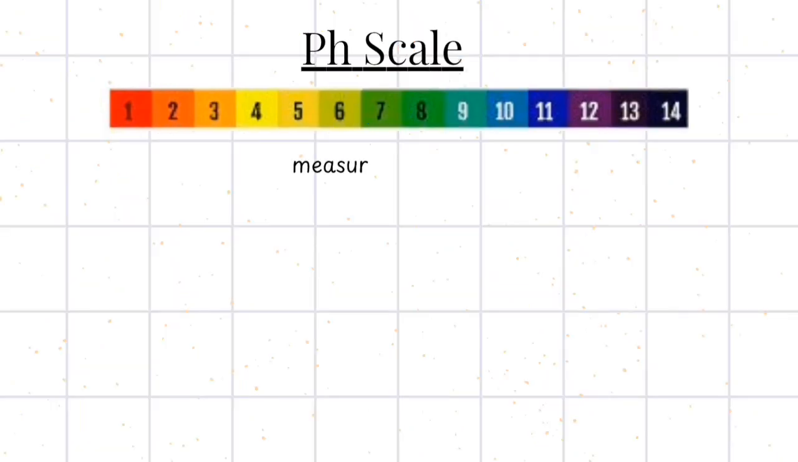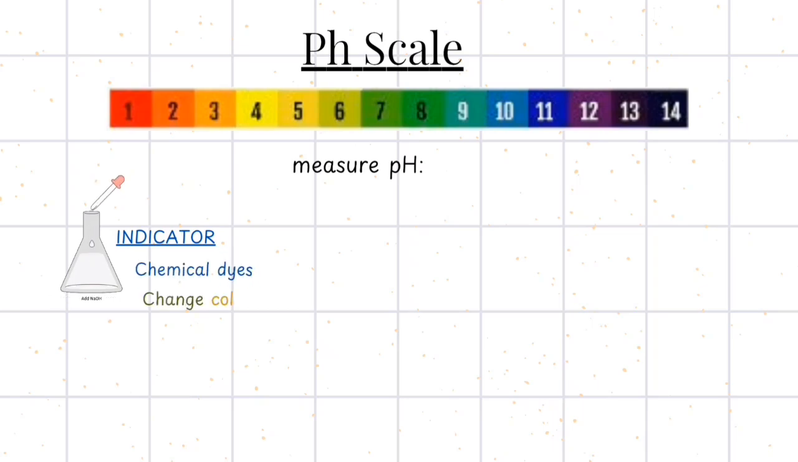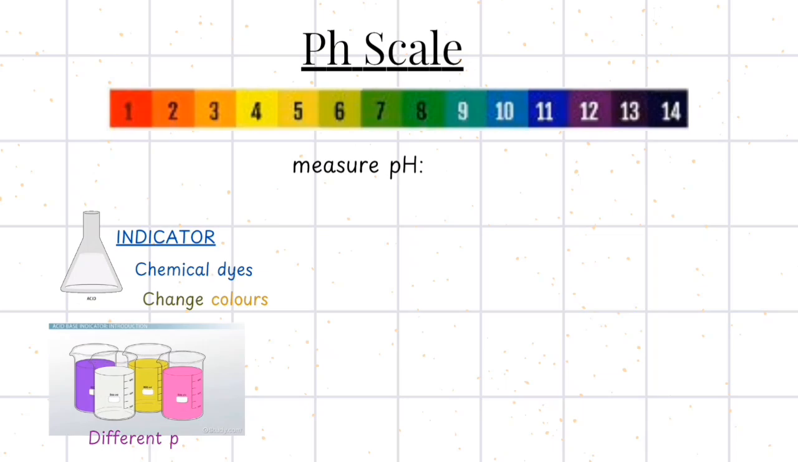Now we can measure pH in a couple of different ways. One is to use some kind of indicator, which is a group of chemical dyes that change color depending on the pH, and different indicators will change color at different pH. Some indicators contain a mixture of these different dyes, so their color will slowly change across a wider range of pH. So we also refer to them as wide range indicators.